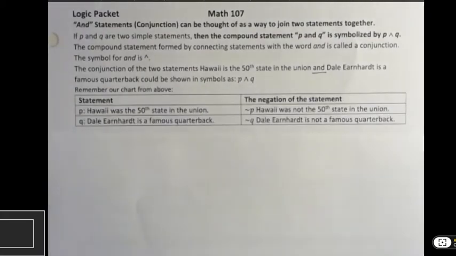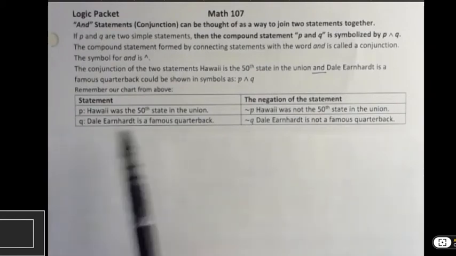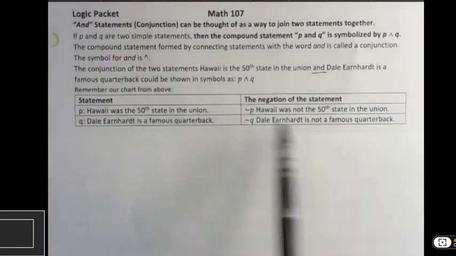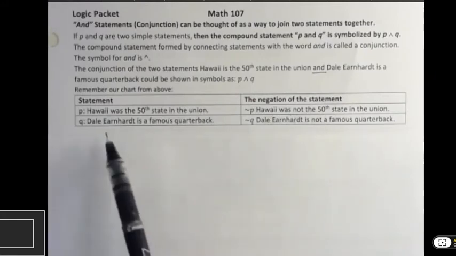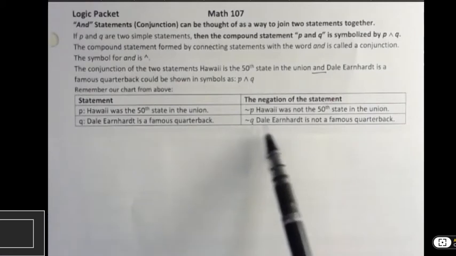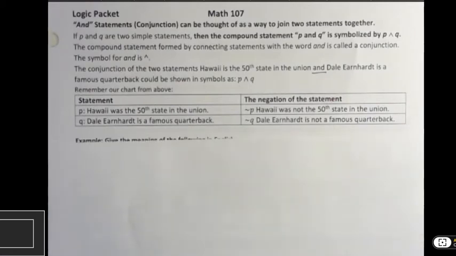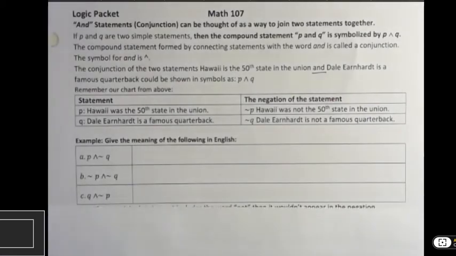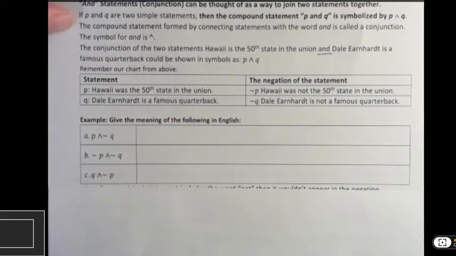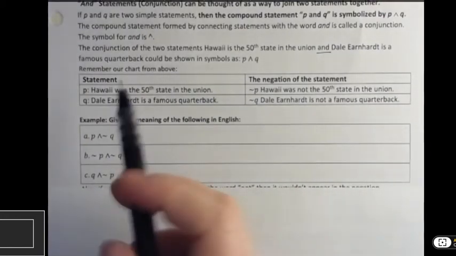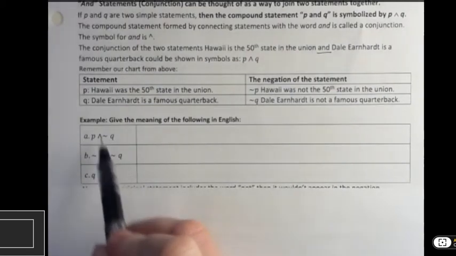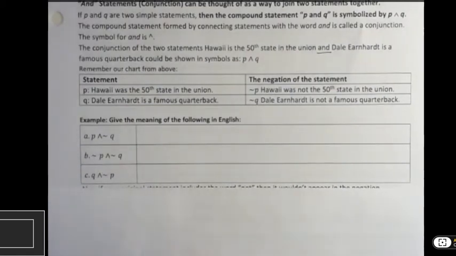So remember our statement from above where we say Hawaii was the 50th state. The negation of that was Hawaii was not the 50th state. Dale Earnhardt is a famous quarterback. The negation, Dale Earnhardt is not a famous quarterback. And from that, we want to use our knowledge of those symbols and rewrite these into English statements. So we know that we're going to connect the two statements with and, because we've got the conjunction in there for all of those.